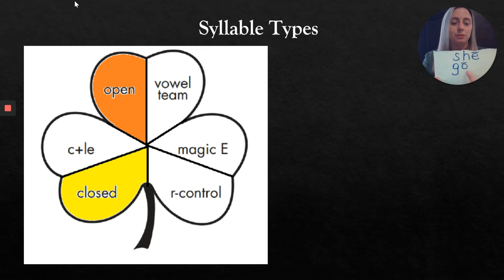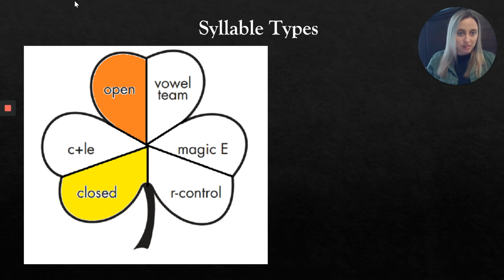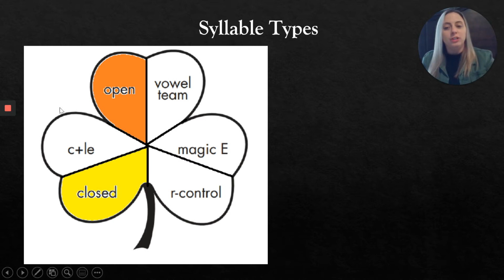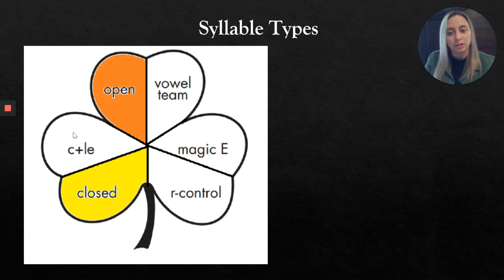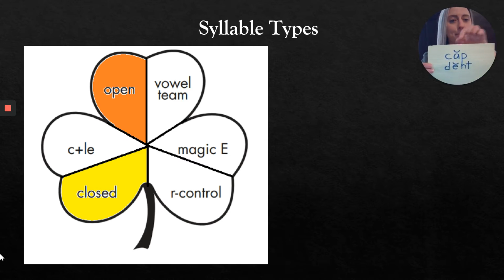How about in the word go? We put a macron over the O because the O is long, O is saying its name. Go. Those are examples, again, of open syllable words. Another one you've learned and we've been constantly working on are our closed syllable words. That's here on the clover in yellow. So some simple examples of closed syllable words would be words that end in a consonant or a couple of consonants, like a blend or a digraph. Examples would be cap or dent. When a vowel is closed in by consonants, it makes its short sound.